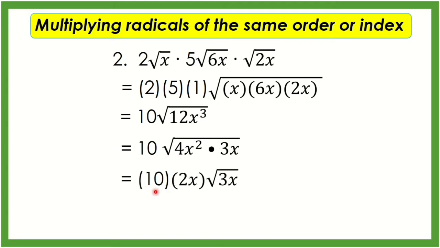We have 10 times, ang square root ng 4x squared is 2x. Square root ng 4 is 2. Ang square root ng x squared is x. So, parehas yung kanilang index tsaka exponent. So, maiiwan na lang yung x. Times, ang naiwan dito sa loob ng square root is 3x. We multiply 10 and 2x. That is 20x times the square root of 3x. This is now our answer.